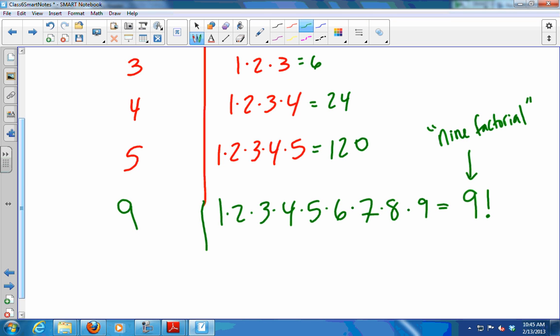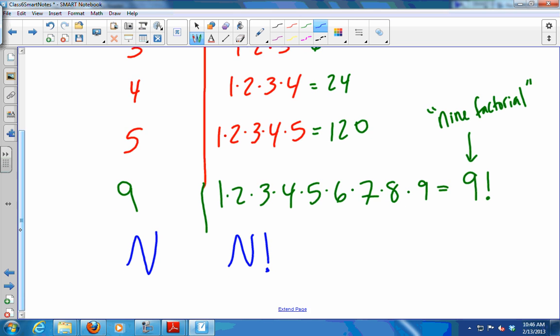I wanted you to discover it. So if there are n players, then there would be n factorial sequential coalitions, which just means 1 times 2 times 3 up to n. Cool, right?